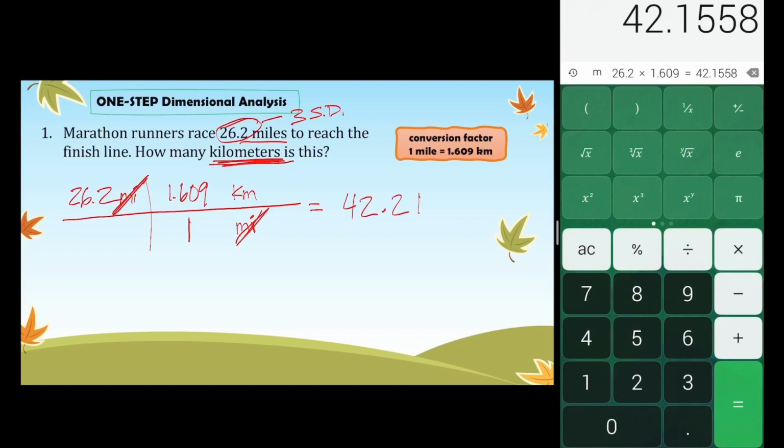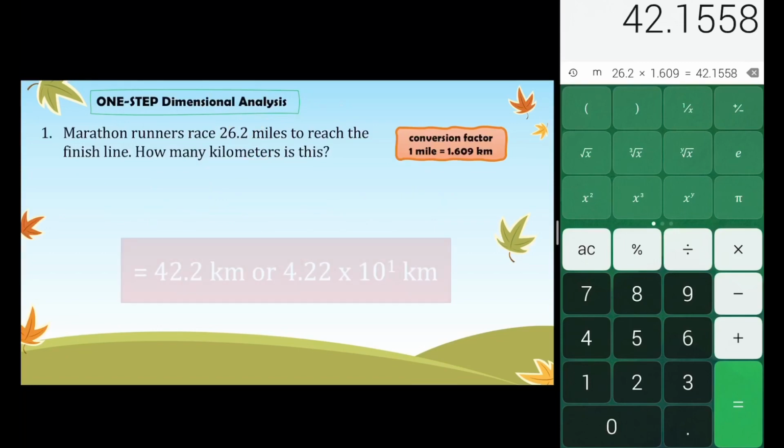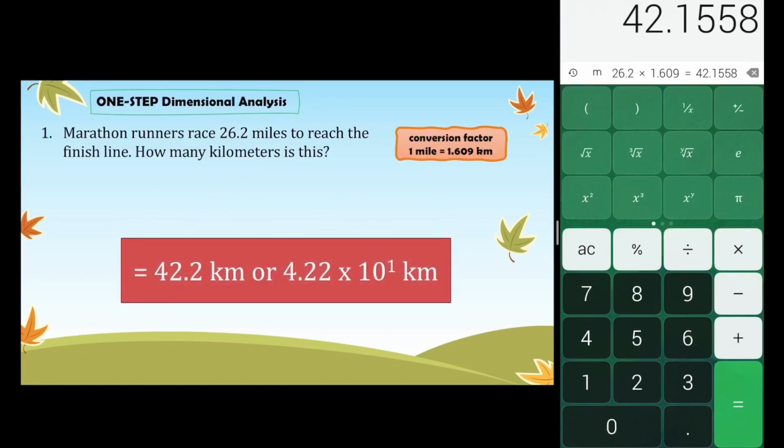42.2 kilometers. If the instructions asked you to record this value in scientific notation, remember you would simply move the decimal point over 1 place to the left, so it's right after the 4. And when you do that, remember, you would have a positive exponent, or you would add to your exponent. So it would be 4.22 times 10 to the power of 1 kilometers.